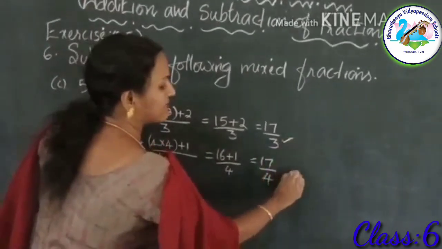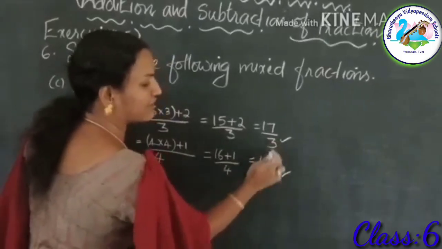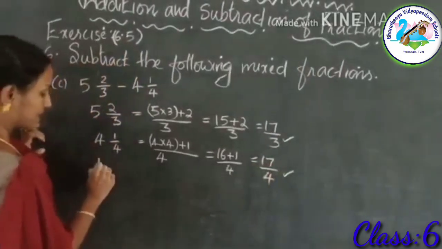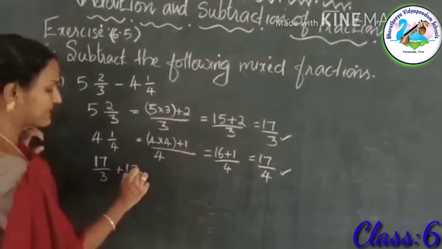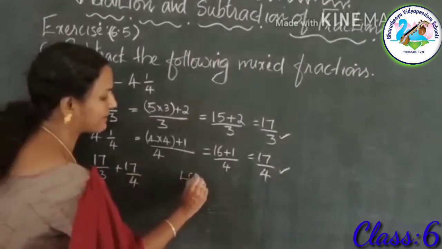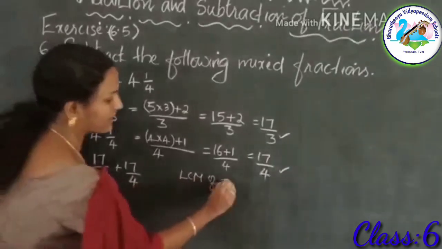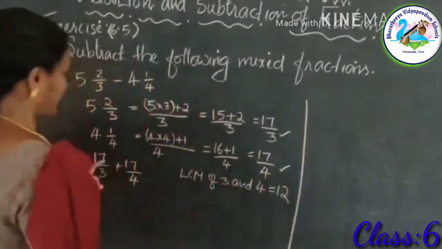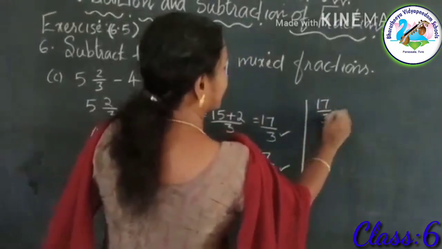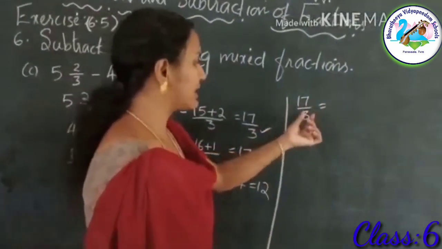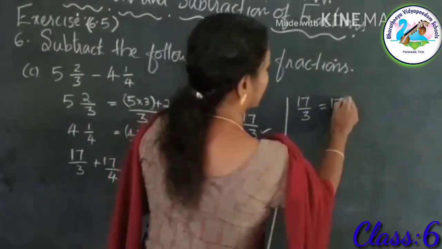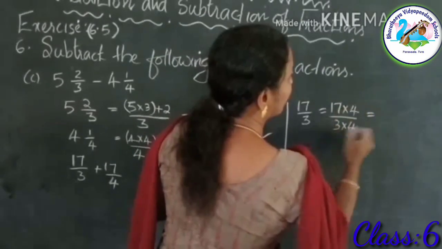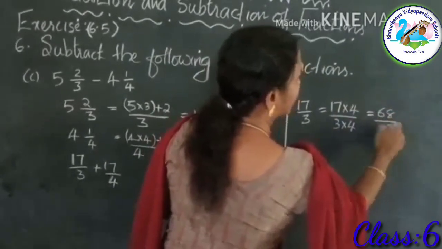So 17 by 3 and 17 by 4, here the denominators are 3 and 4, they are different. So first convert into like fractions. 17 by 3 plus 17 by 4. First of all, you have to find the LCM. LCM of 3 and 4. 3 and 4 is 12. 3 into 4 is 12. The first fraction 17 by 3. Here the denominator is 3. So multiply 3 with 4, we get 12. 17 into 4 divided by 3 into 4. 17 into 4, 68 divided by 4 into 3, 12.